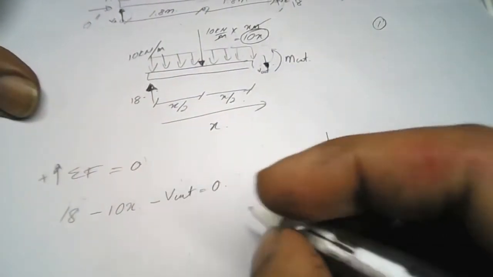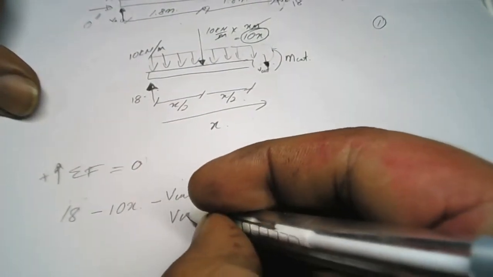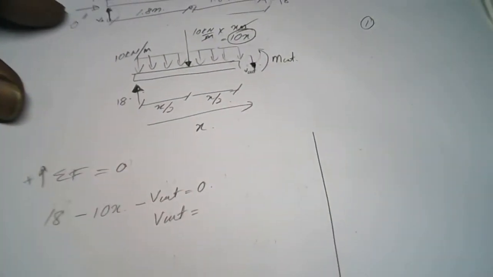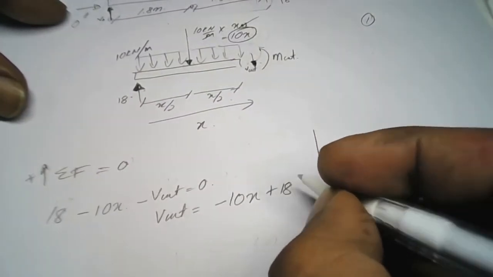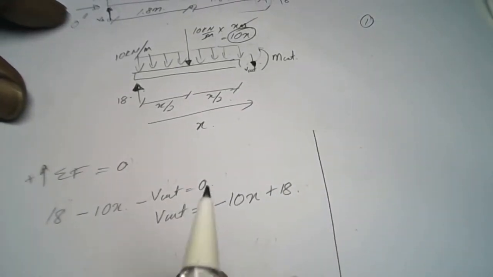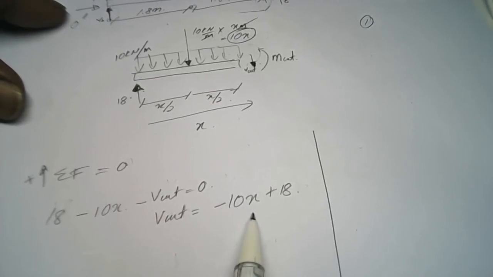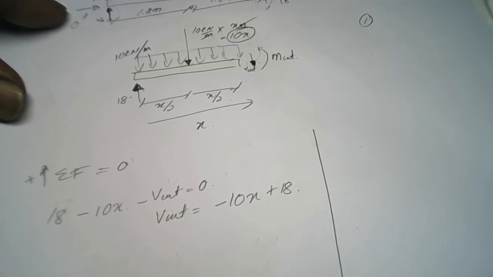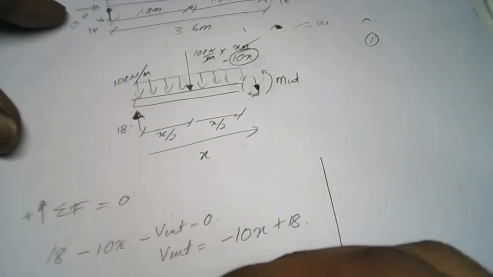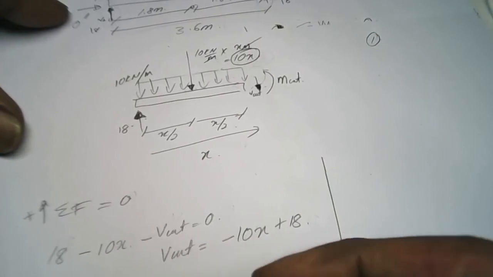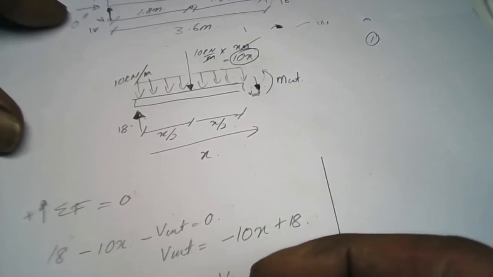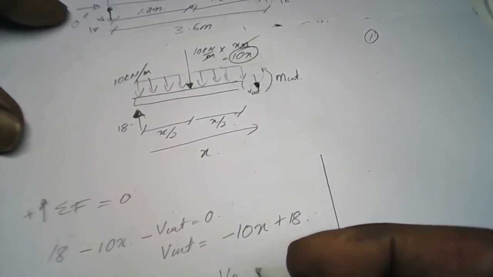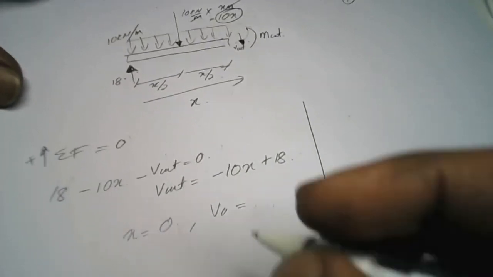So you simplify this equation: V cut equal to negative 10x plus 18. We get a linear equation. That means in our shear force diagram later we have a linear graph. Let's say if the x value is 0, the shear force V cut will become 18.